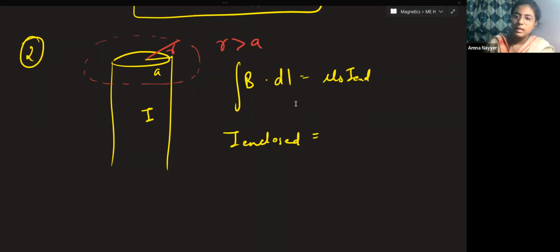See, now your Amperian loop is enclosing the complete wire like this. The complete wire is enclosed. So what will I enclosed be? I enclosed is the total current enclosed within the loop. Here the total current enclosed within the loop is I only.